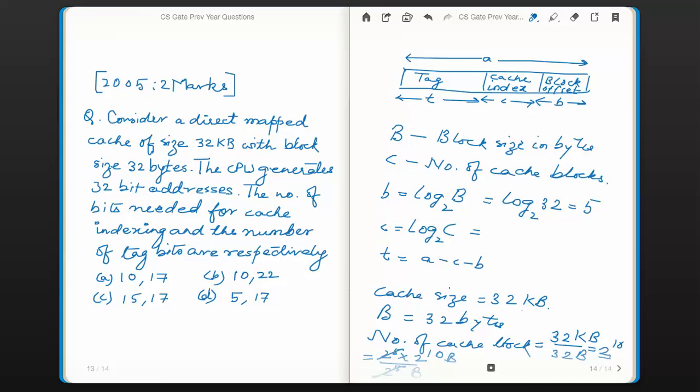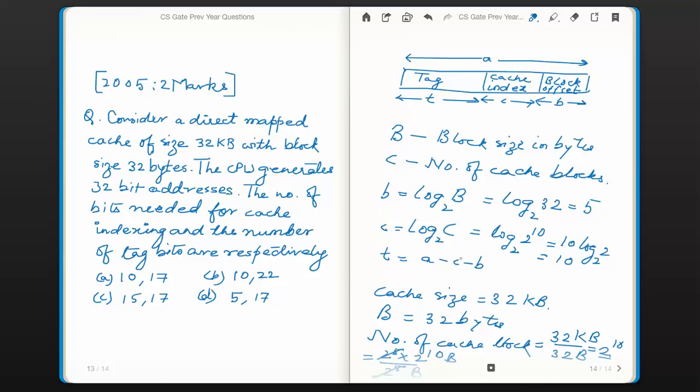Now we have got the number of cache blocks, and we can put it into this formula, log base 2. In place of capital C we put 2 to the power 10, and if we take this power out of the log, we get 10 log base 2 of 2, and log base 2 of 2 is equal to 1, so that is nothing but 10. So small c is equal to 10, that means the cache index size is 10 bits.